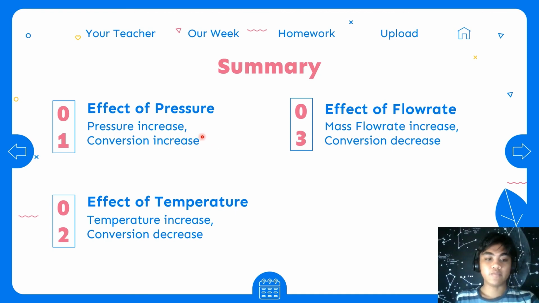First, on the effect of pressure, we found that as the pressure increases, so does the conversion rate. Secondly, on the effect of temperature, we can conclude that as the temperature of the feed increases, the conversion rate will decrease. And lastly, as the mass flow rate increases, the conversion rate of the reactor will also decrease. Thus, this reflects the reactor performance, whereby as the conversion increases, so does the efficiency of the reactor.